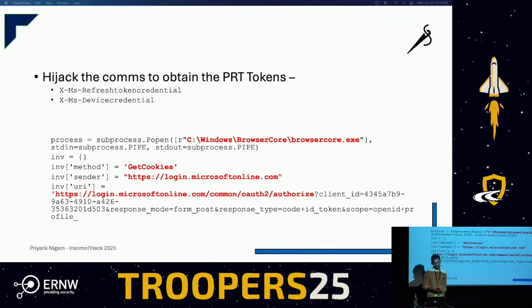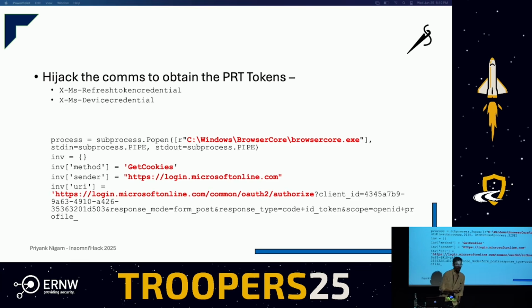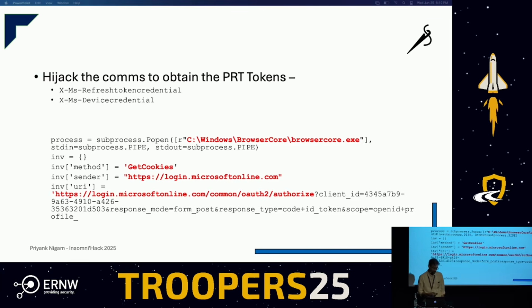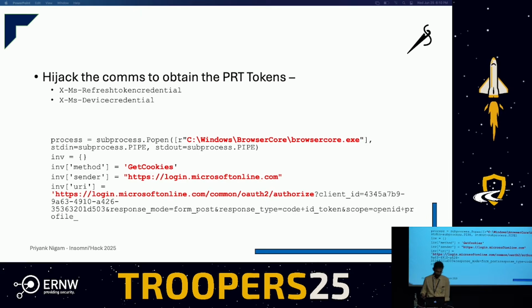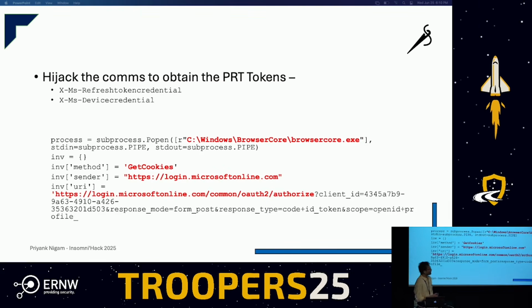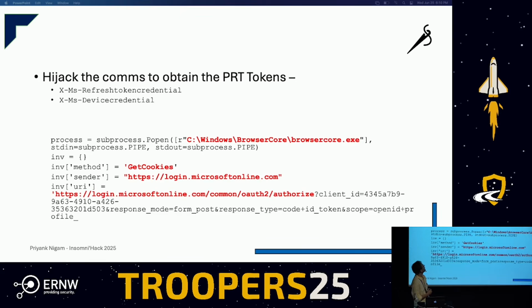So the folks reverse engineered it. There are basically two class IDs for COM. Once you know that, you will get the PRT tokens. And the PRT tokens are set in these two particular HTTP headers, which I'll show how to exchange.